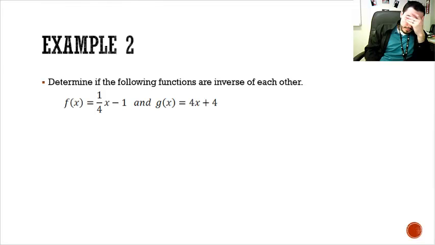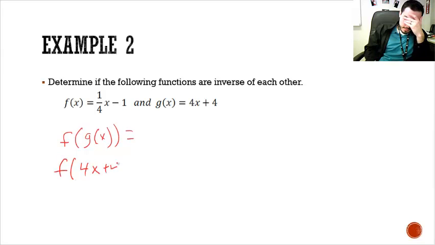Okay, same thing, different functions. So again, it doesn't matter which way I do this. I'm going to do this as f of g of x, and I want to see, does this end up equaling just an x? So first of all, g of x is 4x plus 4. So I'm going to plug in 4x plus 4 into f. So then anywhere I see an x in f, I'm going to replace it with 4x plus 4.